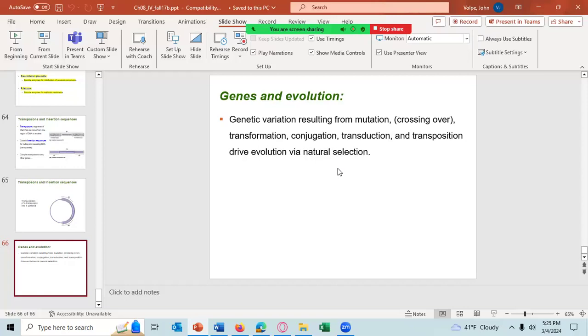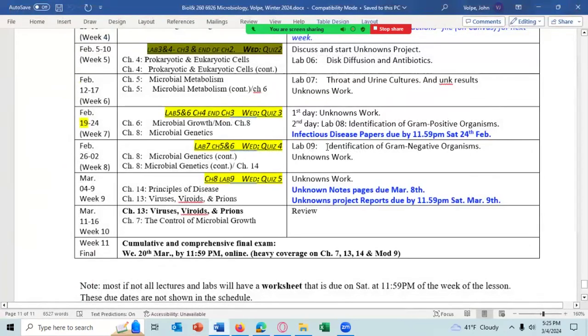Any question about any of that? So natural selection will act on the genetic variation, giving rise to evolution in the population. All right, that's it for genes and evolution. Any questions on chapter 8? If not, let's move on to our next chapter, which is chapter 14.